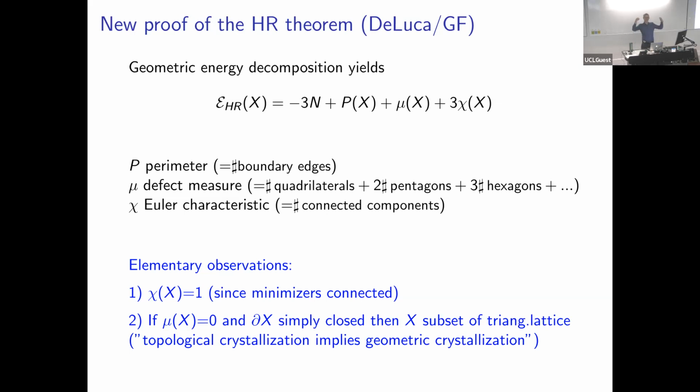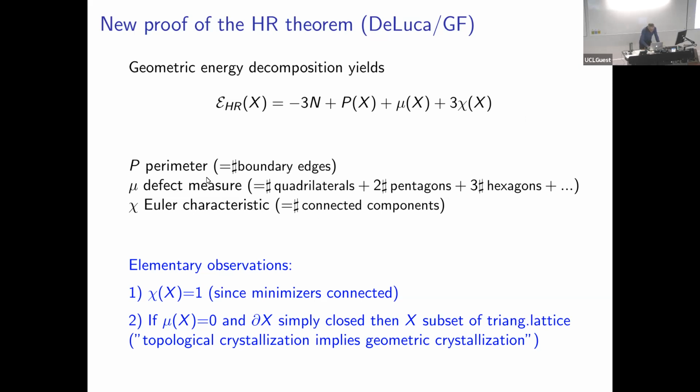If you do the induction in a stupid way, like adding 1 particle, it's not good because it gives a huge rearrangement. So we'll see how this goes. Let's recall the energy decomposition for Heitmann-Radon. The elastic energy and the non-bonded energy are gone. So we have a universal constant for the n-particle systems, then the perimeter, defect measure, and Euler characteristic.